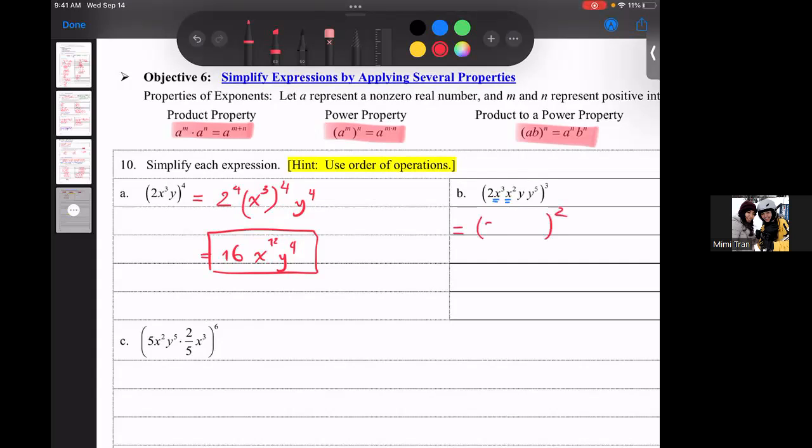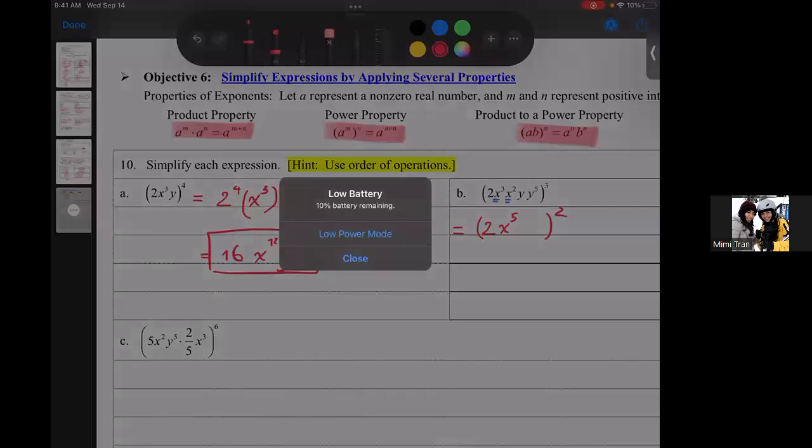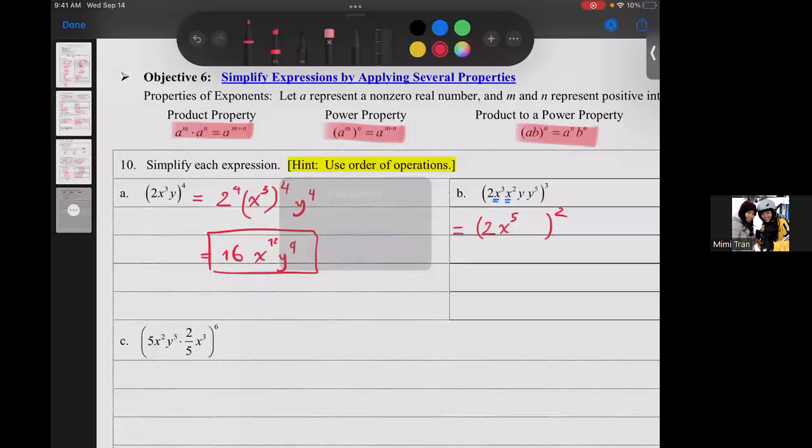Add, right? So let's rewrite the 2 here. X to the 5th now. And then another like base, y to the 6, very good. And now I distribute the power. Right? So 2 squared, x to the 5th squared, y to the 6th squared.